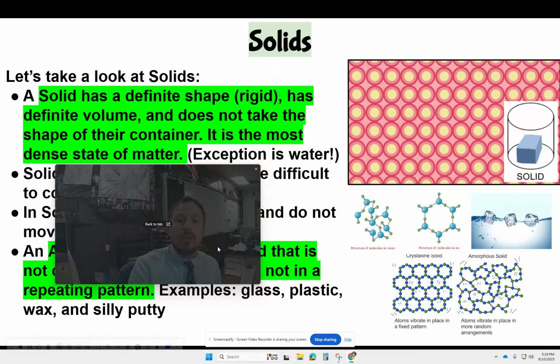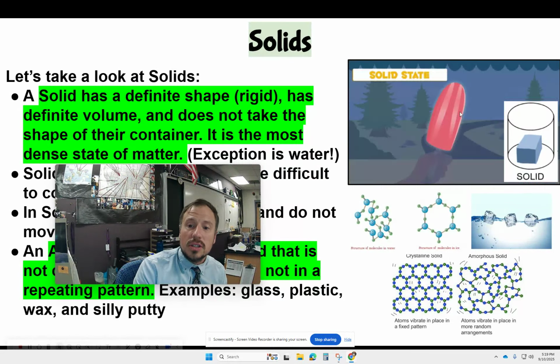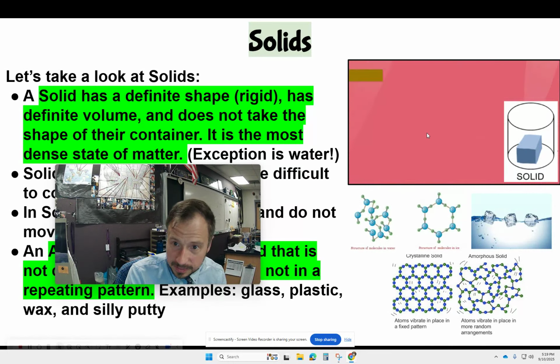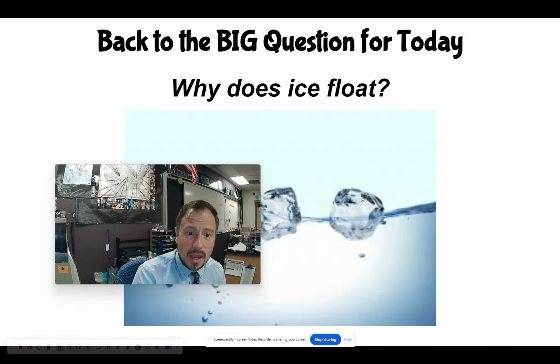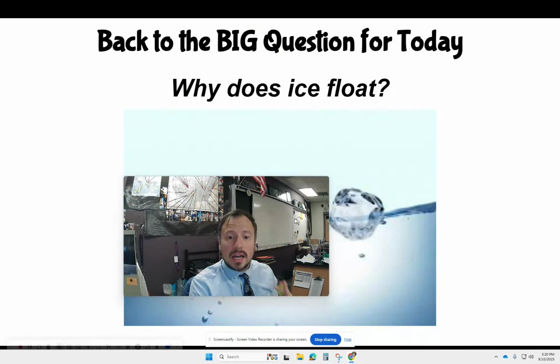But really what we need to know is what solids are. You can see this zoomed in image. Those particles are really close together. It's the most dense, and the exception is water. And that brings us to the question, well, why does ice float, right?